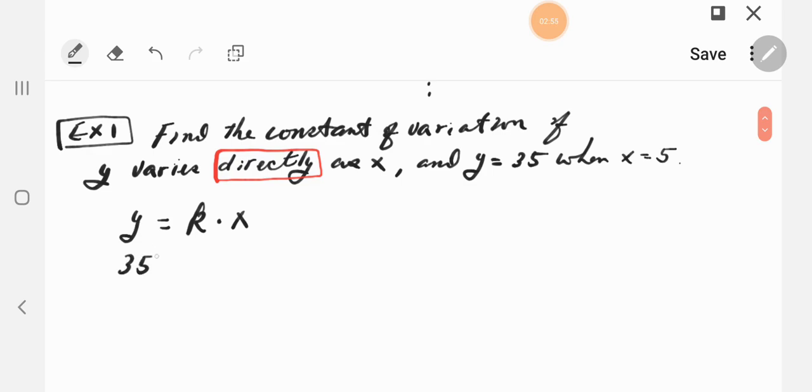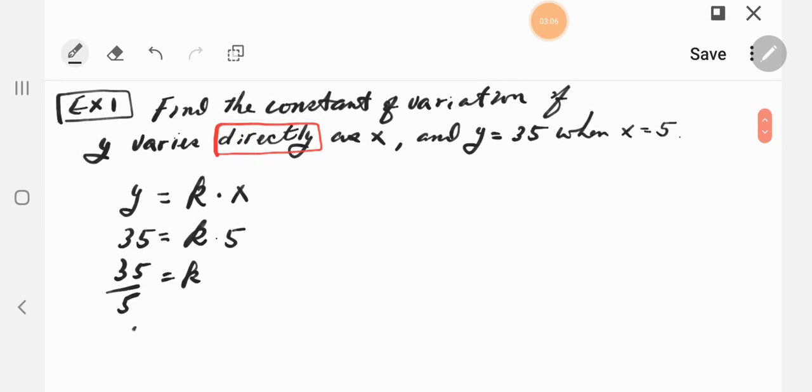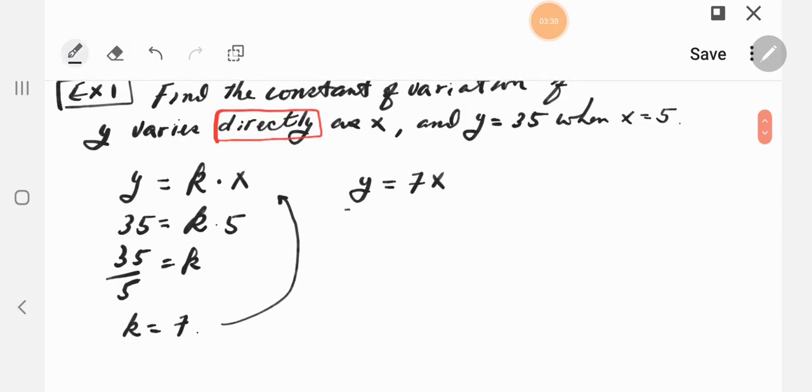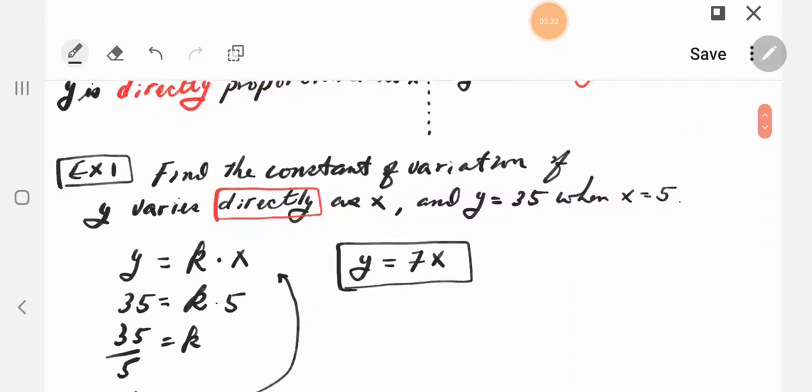Y is 35 and x is 5. So from this, k is equal to 35 divided by 5. So k is equal to 7. So just plug it back into the original equation. Y is equal to now what? K equals 7, right? So y equals 7x. So this is the equation for this direct variation.